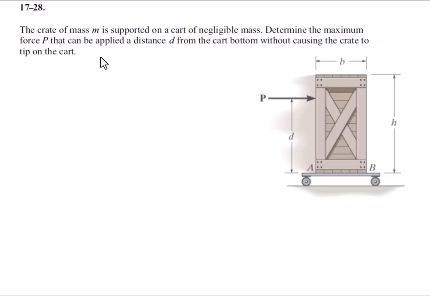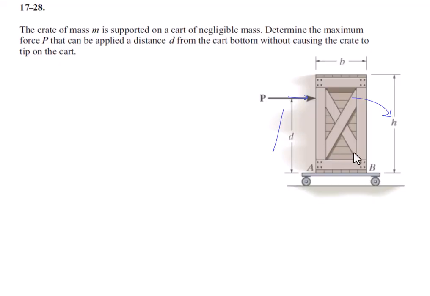So you have a crate of mass m, which is supported on a cart of negligible mass, so the mass is only due to the crate. I want to determine the maximum force that can be applied at a distance d from the cart bottom, so this is d, without causing the crate to tip on the cart. So if you push hard enough, this will fall this way.